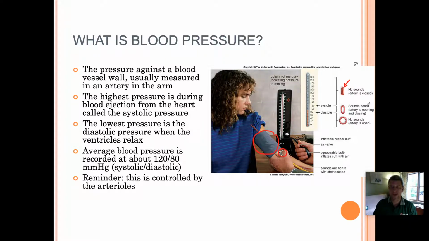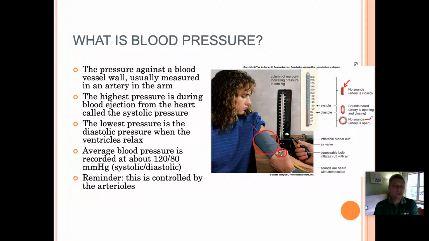All right, and so the sounds heard are of the artery opening and closing. They continue then to release the pressure in the cuff, and eventually the artery opens and stays open. And when that first happens, they no longer hear any more noise because the artery is staying open. It's not collapsing anymore. And that number is the diastolic number.